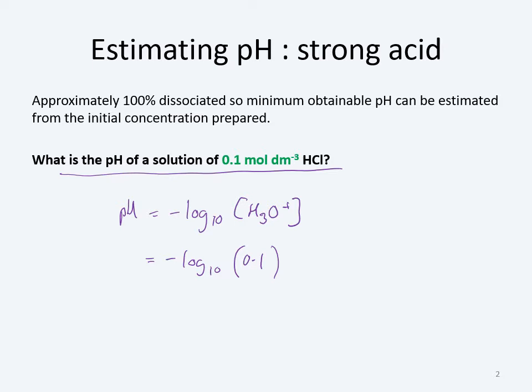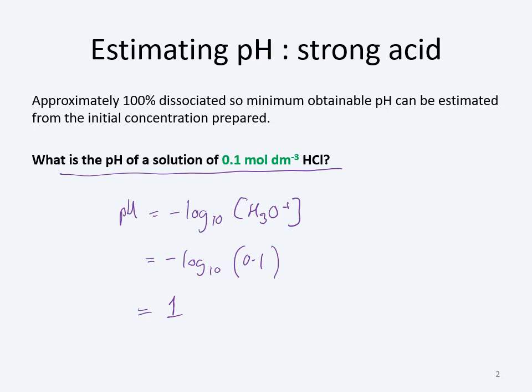But again, the laws of logarithms, we're going to cover that in the Maths for Chemistry screencast. Anyway, it's minus log to the base 10 of 0.1, which is equal to 1, if you put that into your calculator. So the pH is equal to 1 when you have a concentration of 0.1.